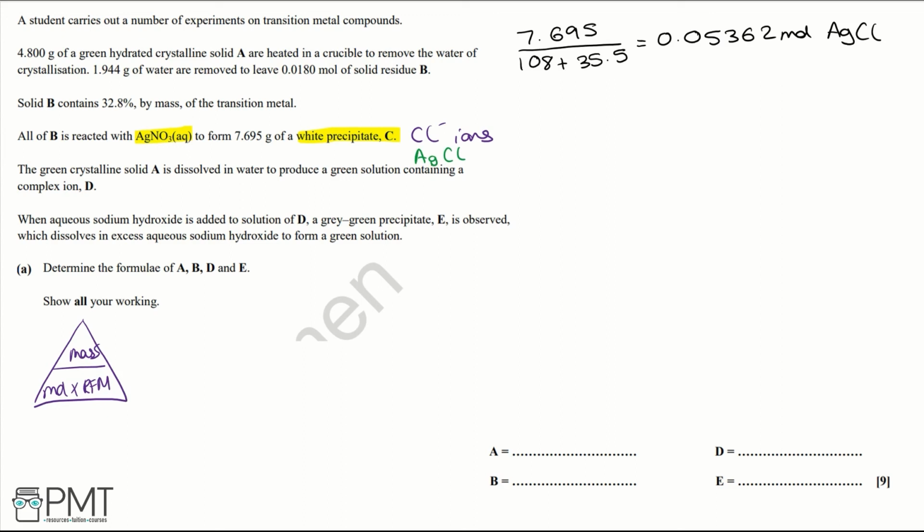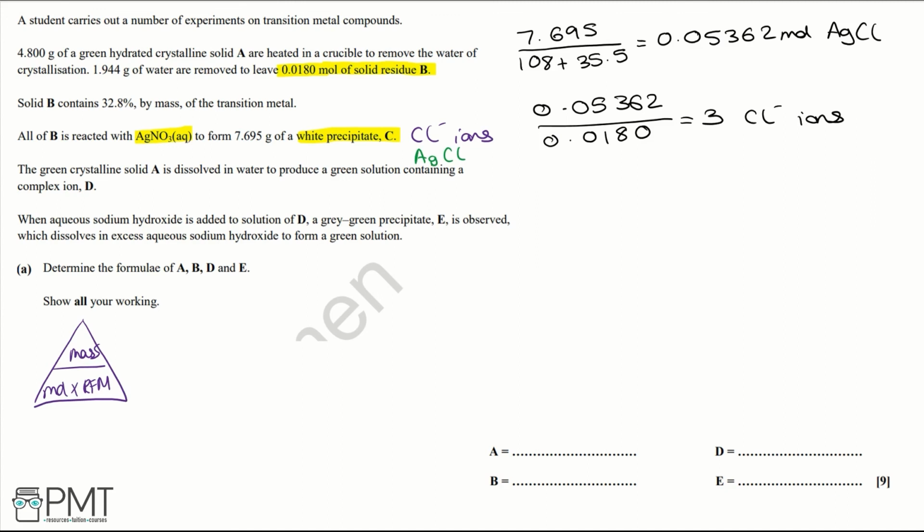Next, we need to look at the molar ratio. So 0.018 moles of solid residue B has formed 0.05362 moles of chloride ions. So we can work out how much chlorine is in B by doing 0.05362 divided by 0.0180. And that gives us 3 chloride ions.